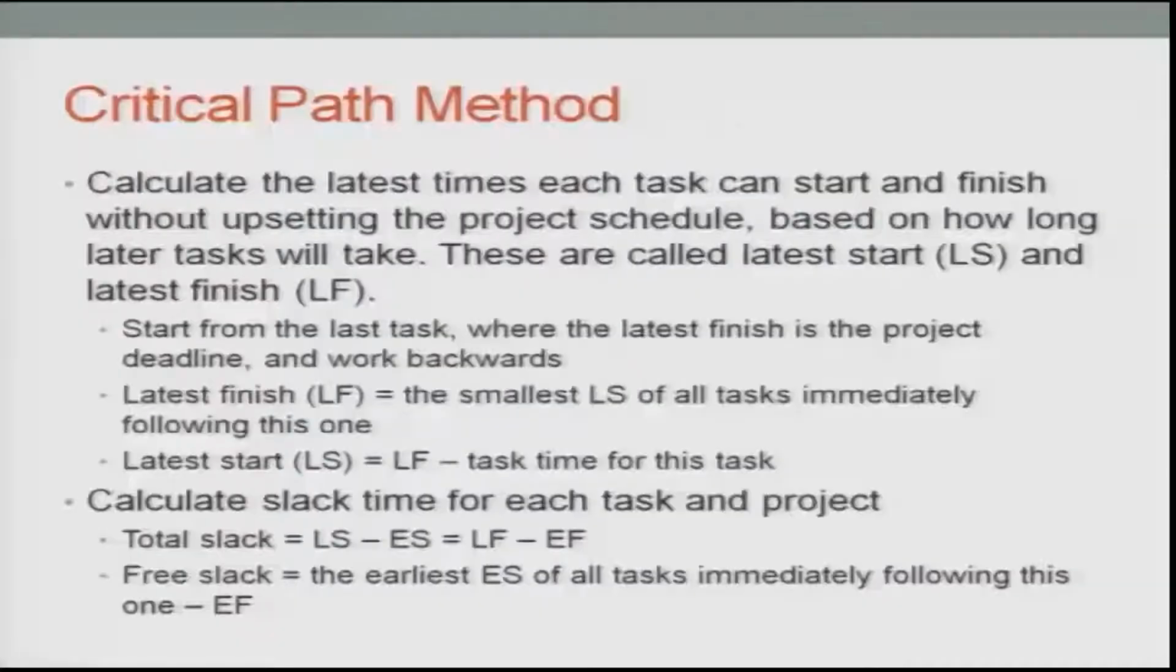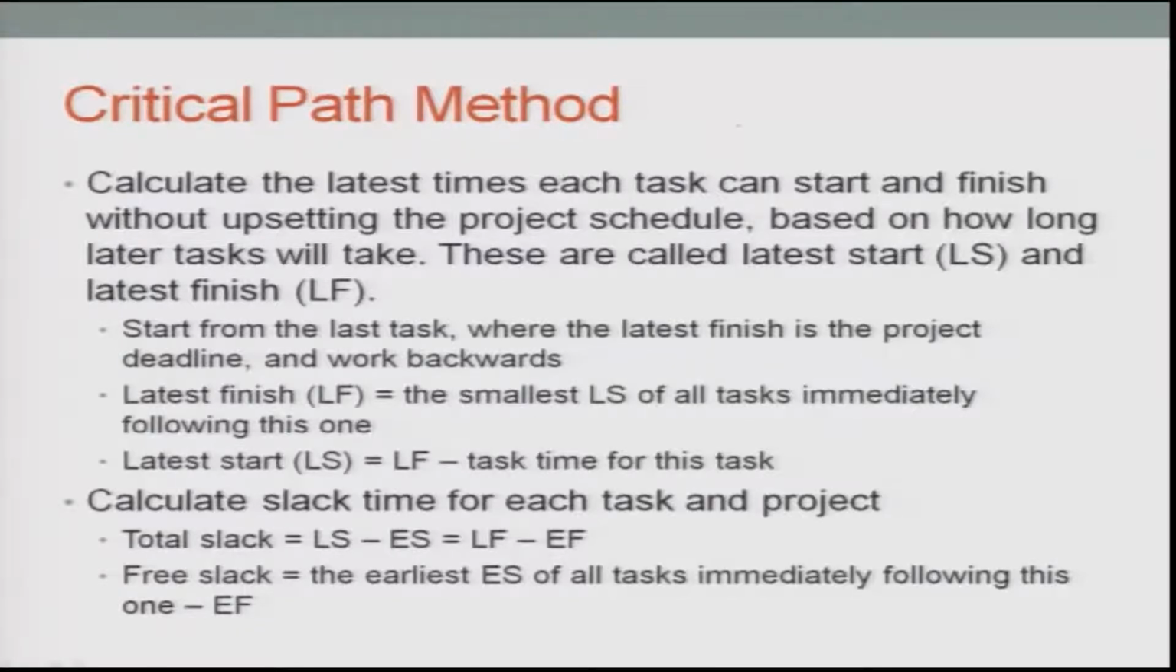Calculate the latest time each task can start and finish without upsetting the project, based on how long later tasks will take. These are called the latest start and the latest finish, which I mentioned a few minutes back. Start from the last task, on the right, where the latest finish is the project deadline, and work backwards until you reach the source, which is job 1, where you started.